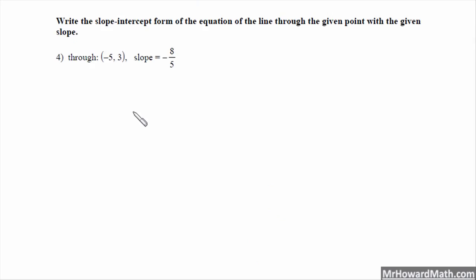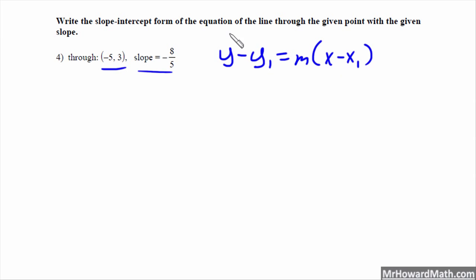Question 4 on the review, write the slope-intercept form of the equation of the line through the given point with the given slope. So they give me point, they give me slope, so we're going to write it in point slope. Y minus y1 equals m, x minus x1. This is the appropriate form because I have the slope and I have the point. And the name tells you what you need to write it. So this was point slope.